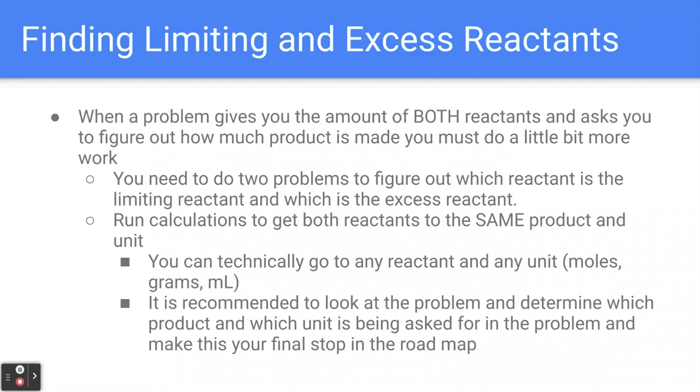So how do we go about finding limiting and excess reactants? When a problem gives you the amount of both reactants and asks you to figure out how much product is made, we're going to have to do a little bit more math. If the problem just states the amount of one reactant, then it's a simple problem like the one we just went through, the mass to mole to mass, or gram to mole to gram conversion, okay? But if we give the amount of both reactants, that's where we're going to have to do a little bit more math. So we're going to need to do 2 different problems to figure out how much product can be made. We're going to run 2 calculations to get to the same product unit.